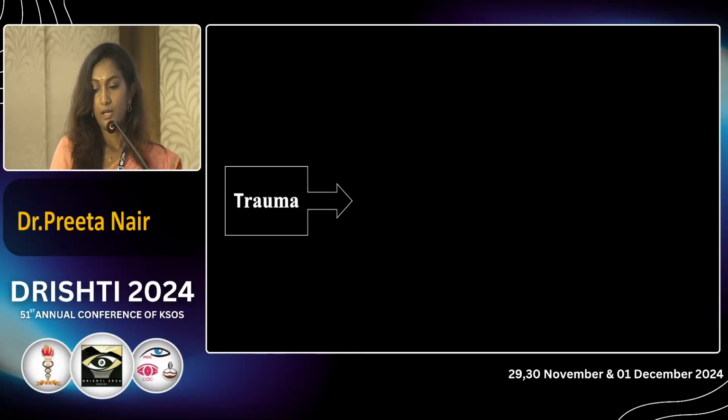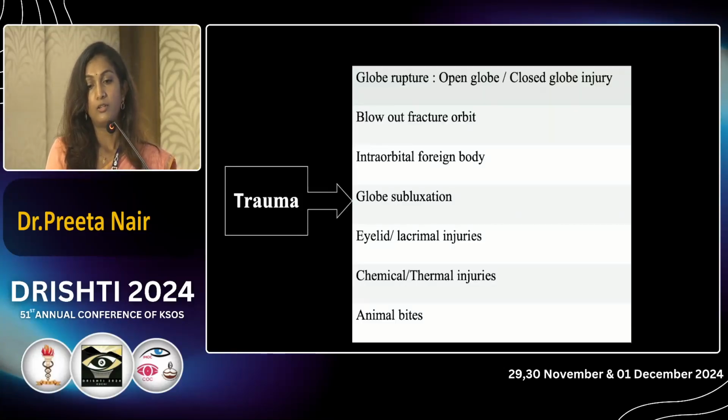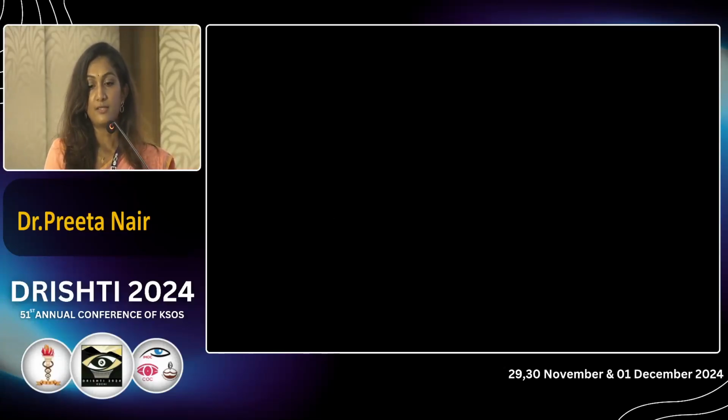Emergencies related to trauma that you see most commonly in your setup will be blood, fracture, orbit, intraorbital foreign bodies, globe subluxation, all these injuries and animal bites.